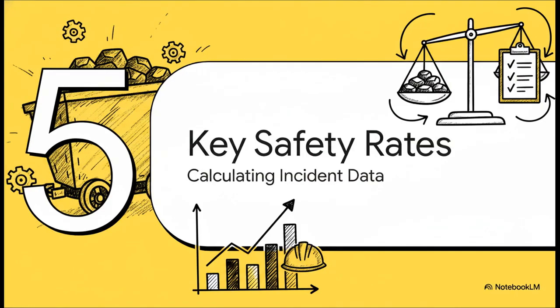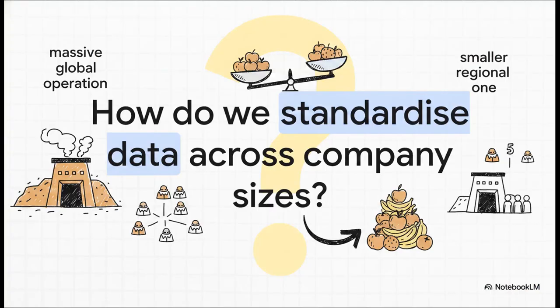All right, Section 5, calculating key safety rates. We know what to track, but how exactly do we calculate these rates? Because think about it, how in the world do you compare the safety data of a massive global conglomerate against a tiny regional operation without completely skewing the numbers? If a huge company has 10 incidents and a tiny one has 5, the tiny one actually has a much worse record relative to its size. We need to level the playing field.